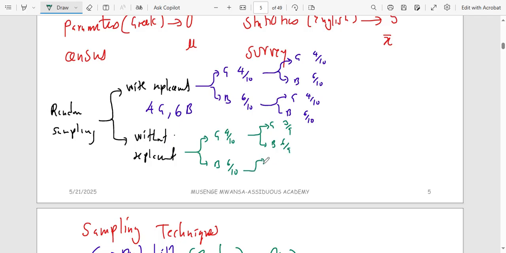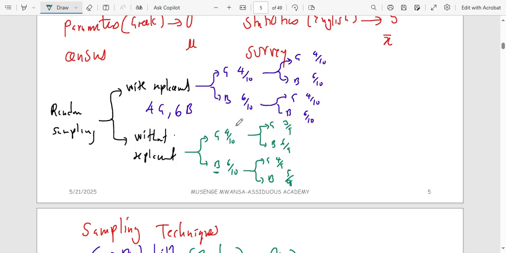For the second one here, since we had picked a blue one, it's the blue ones that have reduced. They are no longer 6, now they are 5. The total is now 9. But the green ones have not changed from the 4 that we had at the beginning, so they are still 4, but the total is 9. When you add these, 4 out of 9 with 5 out of 9, it should give you 9 out of 9.